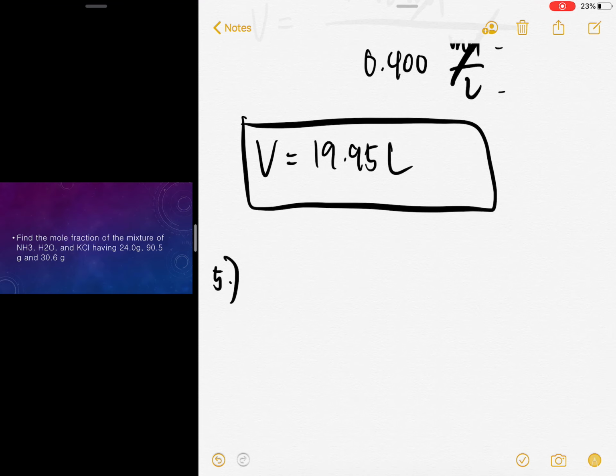Okay? So, let's start first by writing the formula. So the mole fraction of ammonia is equal to the mole of ammonia over the total number of moles. So that means mole ni ammonia plus mole ni water plus mole ni potassium chloride. So let's calculate first the mole fraction of ammonia. The problem is these values are expressed in grams. We need to convert this to mole.